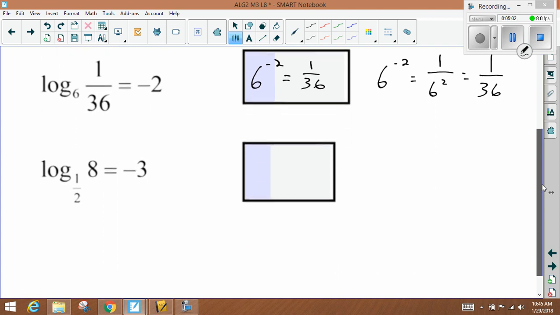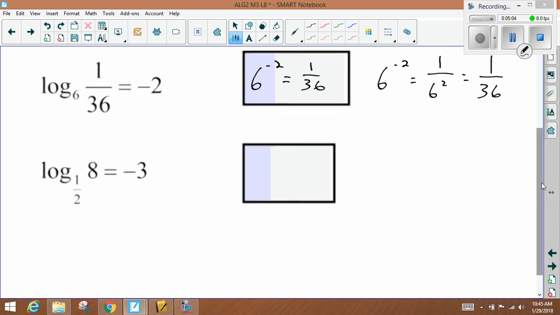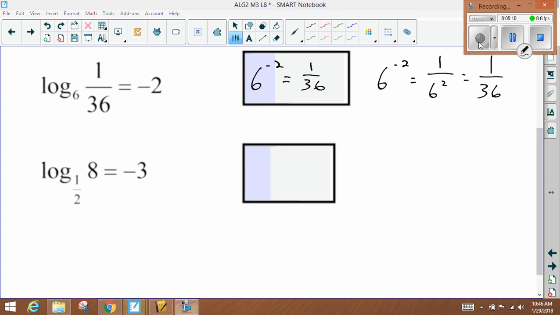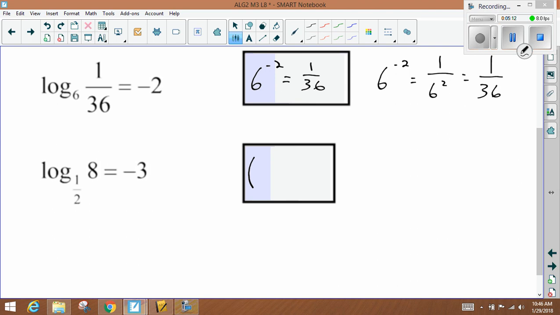Let's do some more. So this says that 1/2 to the negative third power is equal to 8. That's true, right?